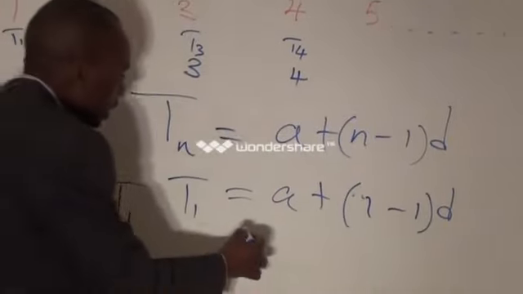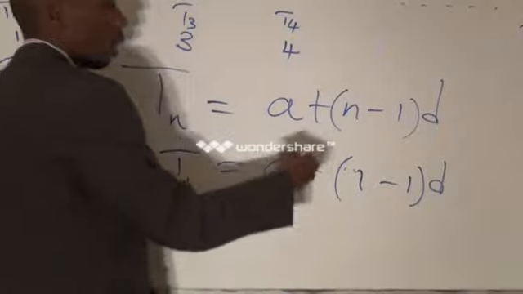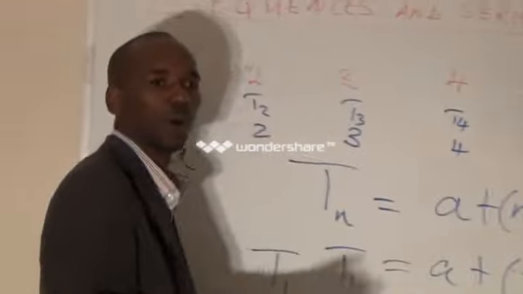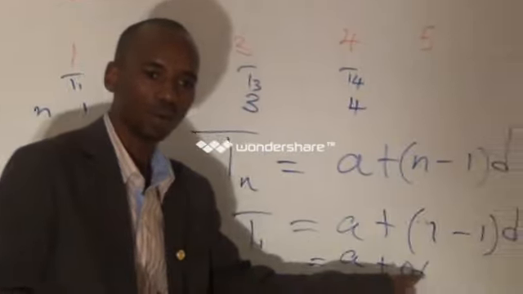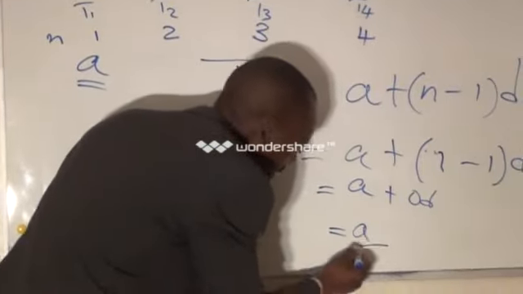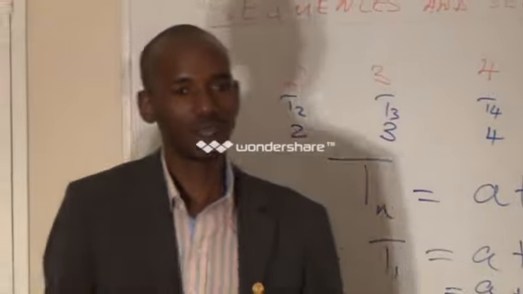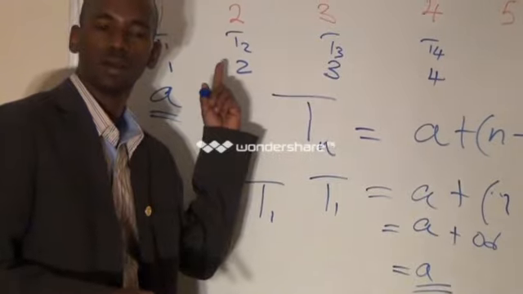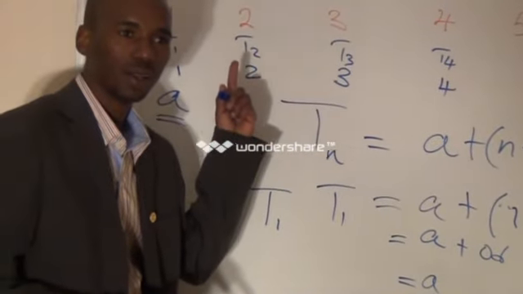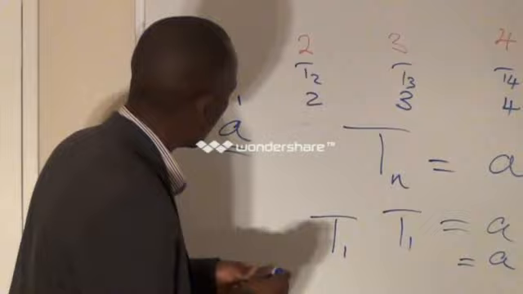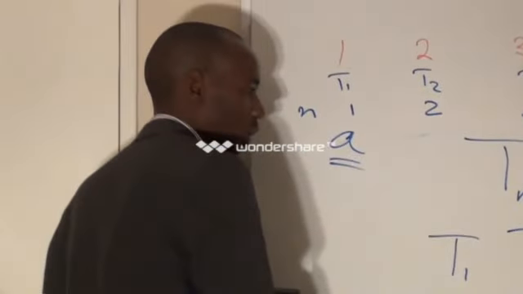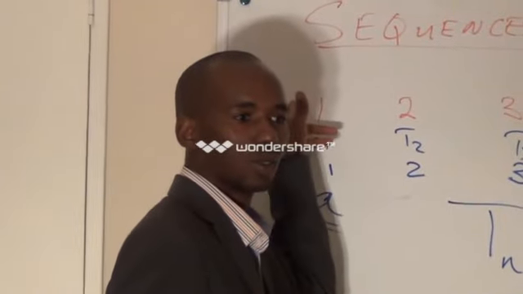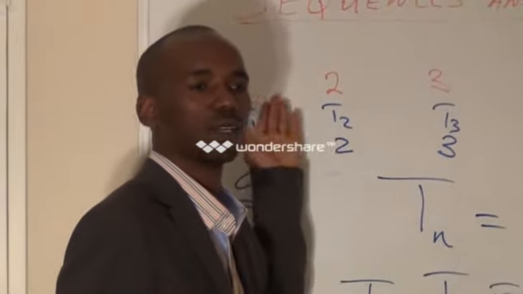What does that mean? It means that T1 is equal to A plus 1 minus 1, which is 0, times D. Obviously, something multiplied by 0 will give you 0. We can see this is equal to A. Correct? And for sure, T1 is our first term. It's A. Are we happy? Good. We know that in this particular case, of course, A is equal to 1. So our first term in this particular case is 1.